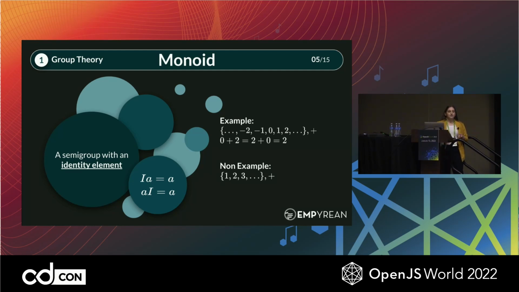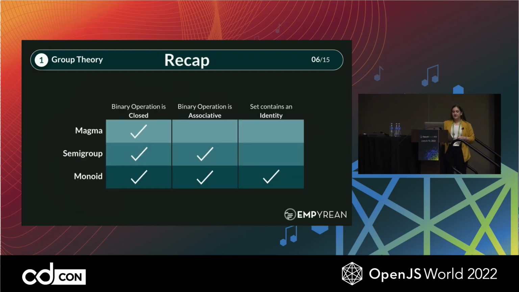A non-example is if we restrict that to just our natural numbers under addition. We no longer have 0, we no longer have an identity element. So as a quick recap, we have magmas that have a binary operation that is closed. The semigroup is closed, but that operation is also associative. And then a monoid has the binary operation that is closed, it's associative, and it has this identity element.